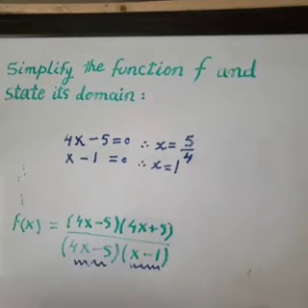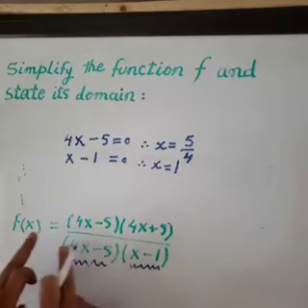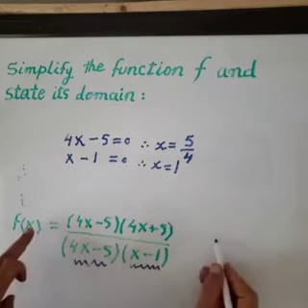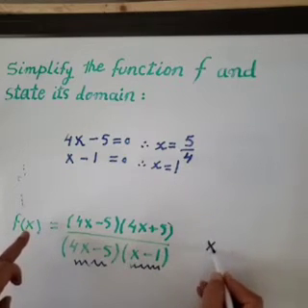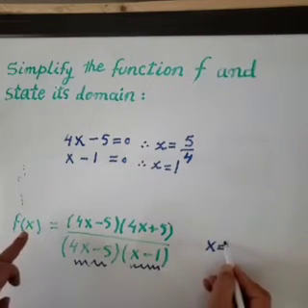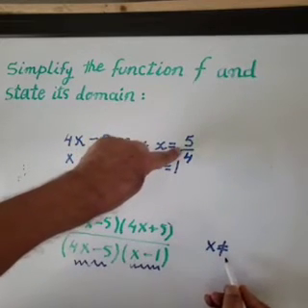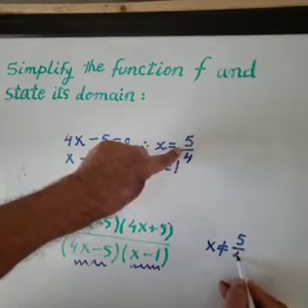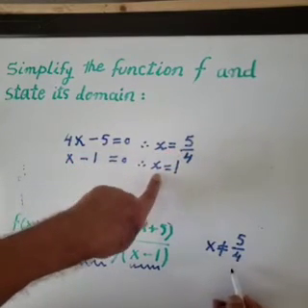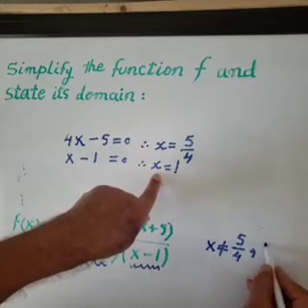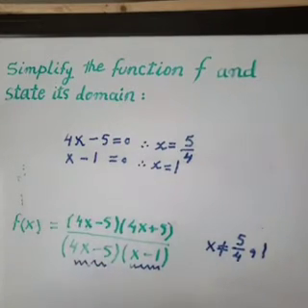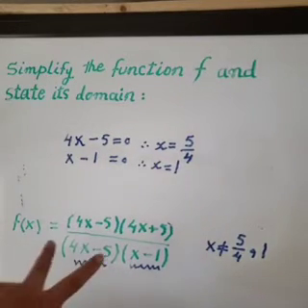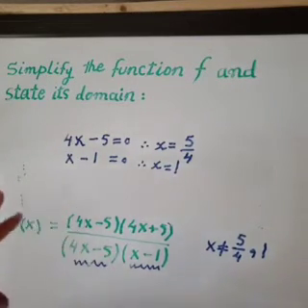So after the cancelling, don't forget to write the restriction for this form of the function. The restriction is x not equal to this value. I mean, I eliminate this from the domain, and x is not equal to this value, which is also 1. Now I find the domain and write the function in simple form.